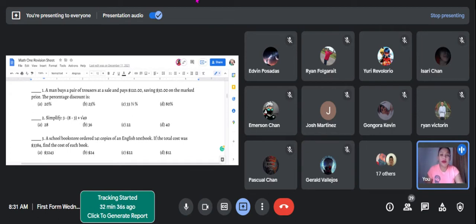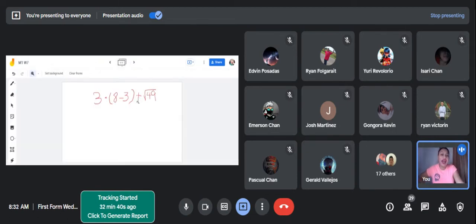So let me move over to the Jamboard. This is the question that we have, and the question reads as follows: 3 times, open brackets, 8 minus 3, close brackets, plus the square root of 49. So we have to solve this. If I am using PEMDAS or BOMDAS or whatever acronym to solve our order of operations, what is the first thing that we have to do? Parentheses. Very good. So, what is 8 minus 3? 5. Very good. So, I'm going to have 3 times 5 plus the square root of 49.